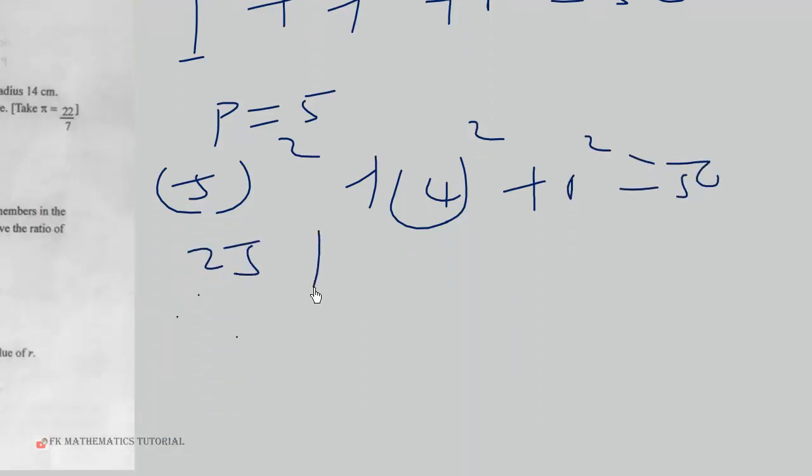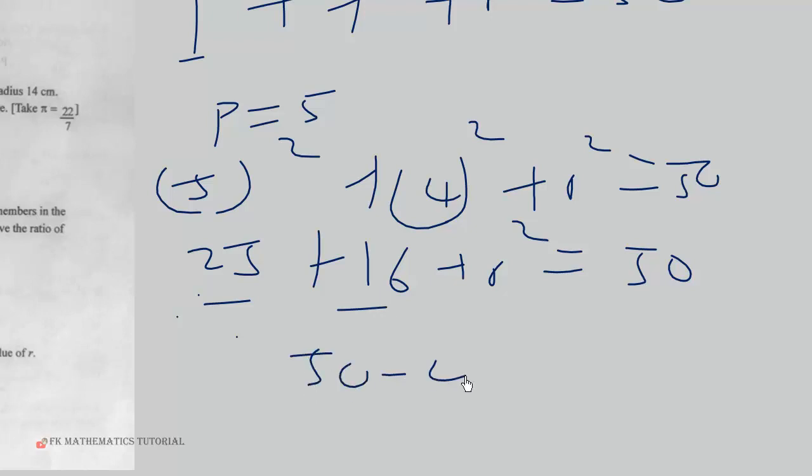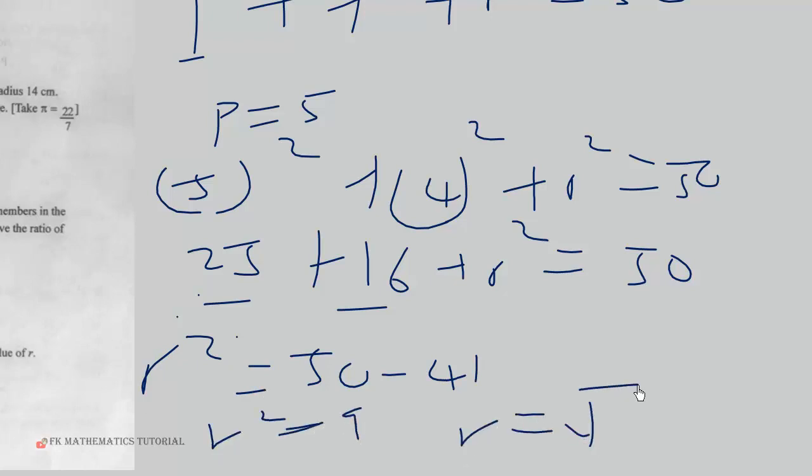5 squared is 25. 4 squared is 16. Plus r squared is equal to 50. So this will give you 41. 25 plus 16 is 41. So 50 minus 41 will be equal to r squared. So r squared will be equal to 9. So r will be equal to square root of 9, which is 3.